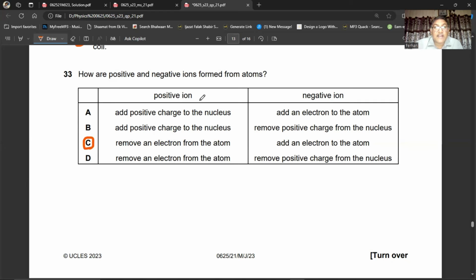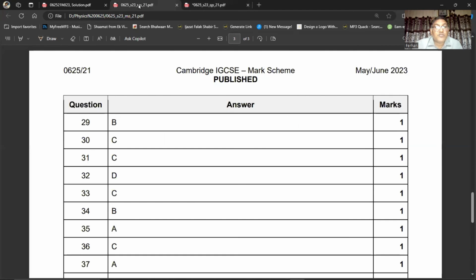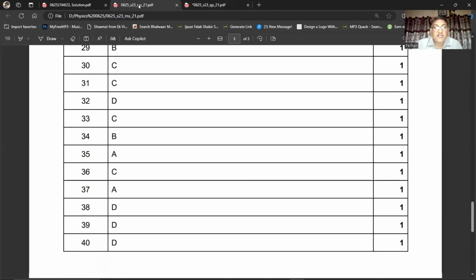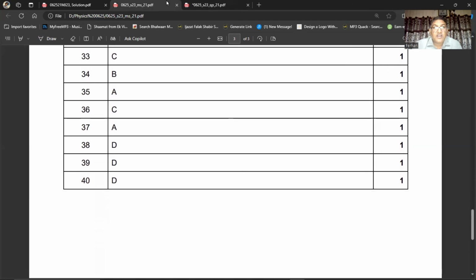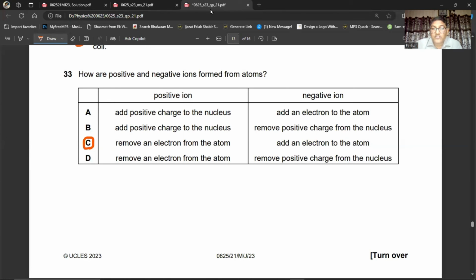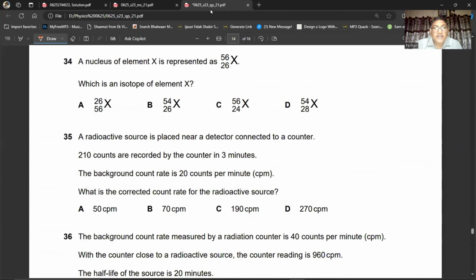Remove an electron from the atom and it will become a positive ion. Add an electron to the atom, it will become a negative ion. C looks the best option to me. Question number 33, C is the right option. Now we are going to question number 34.